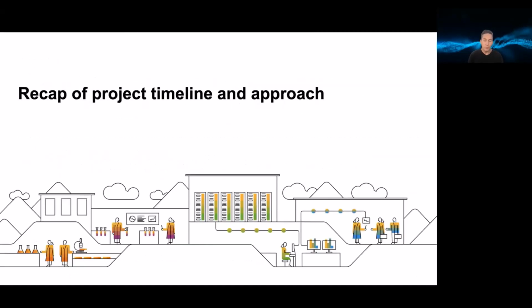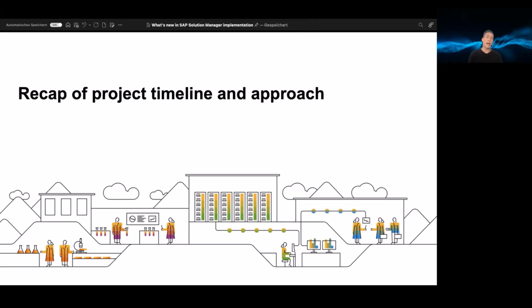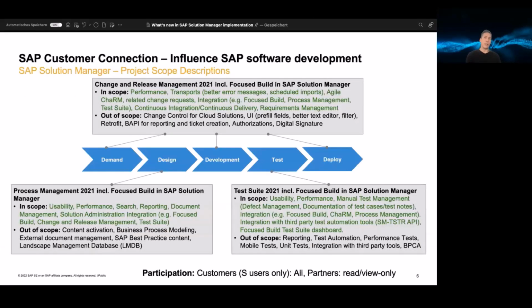So let's get into the topic. Let's have a quick recap of the project timeline and the approach of the SAP Customer Connect. SAP Customer Connection is a general program where customers can send improvement requests for basically every SAP product. We participate with SAP Solution Manager 7.2, and we said we are interested in improvement requests by customers and partners for change management, test management, and process management, so basically the implementation area.